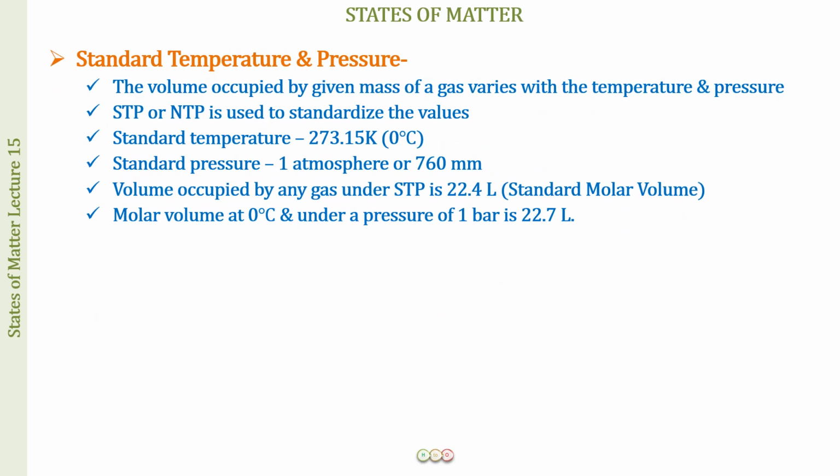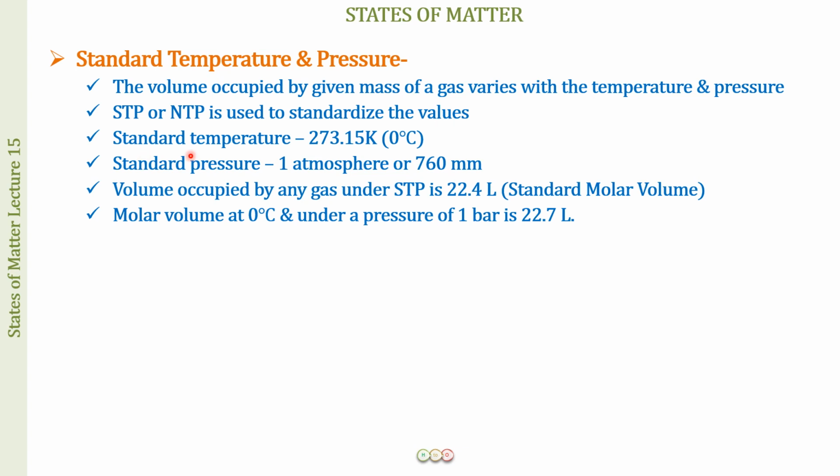So now before I conclude this lecture, this is going to be the last slide, and before I finish up, I just wanted you to keep in mind the standard temperature and pressure conditions, because these are going to be very important for your numericals. So we know that the volume occupied by a given mass of gas is going to vary with the temperature and pressure. So we use STP or NTP, that is normal temperature and pressure, to standardize the values.